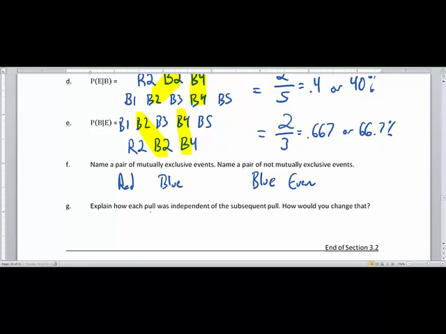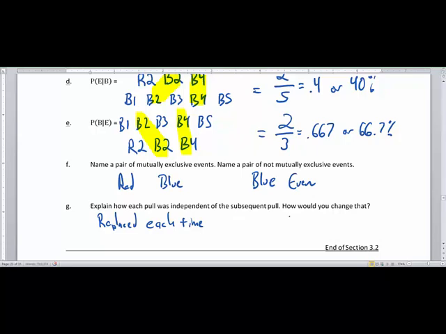Now, how is each pull independent of the subsequent pull? And that's because what we did is we replaced each time. Trying to make this look a little nicer. Apologize for my bad handwriting. Replaced each time. So for each problem, we put all the cards back in together.